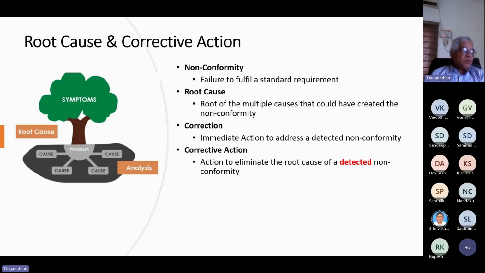This can be applied not only for non-conformity, this is a definition as per management science, but in good management discipline, everywhere the root cause and corrective action philosophy should be used. Then only you will be able to get a permanent cure. It can be applied anywhere, not necessarily only in ISO management system practice. Action to eliminate the root cause of a detected non-conformity, that is called a corrective action.